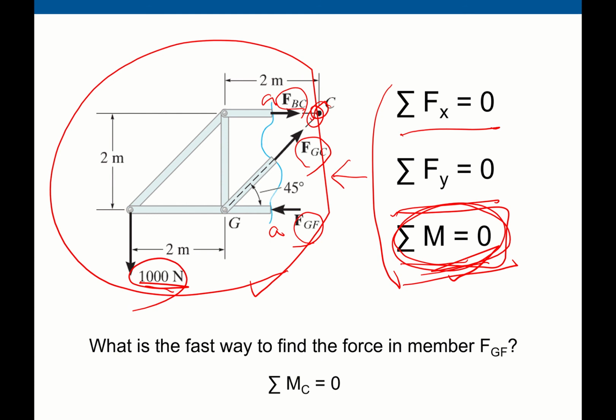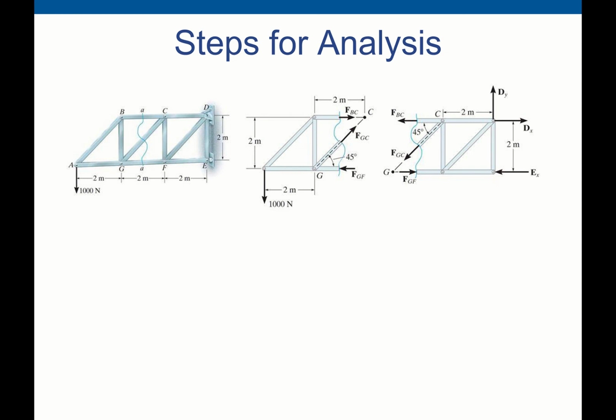Now, if you look at the direction of the GF, what is this direction indicating? You see that this force is toward the joint G, that means this one is in compression. Because if you look at the direction of the force, this force is pushing toward point G, okay?